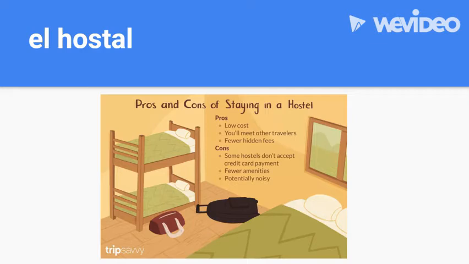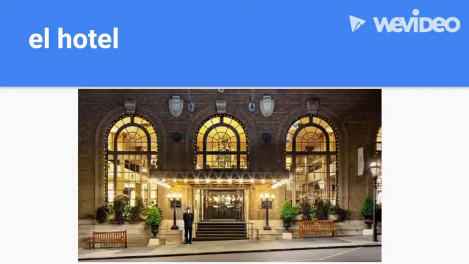In a hostel, there's people in the room that you don't know, and there's small ones with 4 beds, and then there's large ones with as much as 18 beds. They're very popular in Europe and parts of South America. El hostal. El hotel, very similar in English and Spanish. Again, here's a local one that we all probably have seen, Hotel Bethlehem.